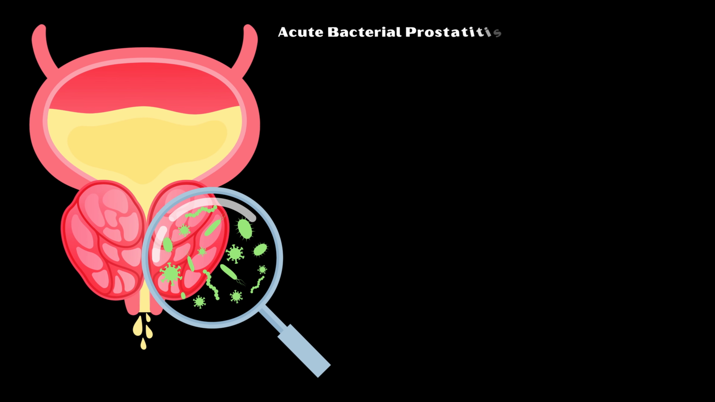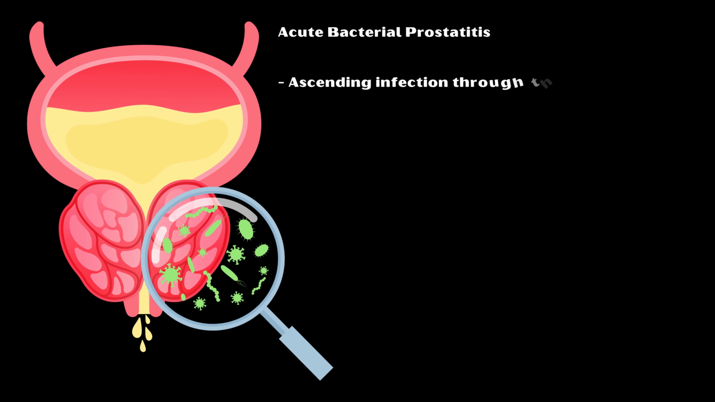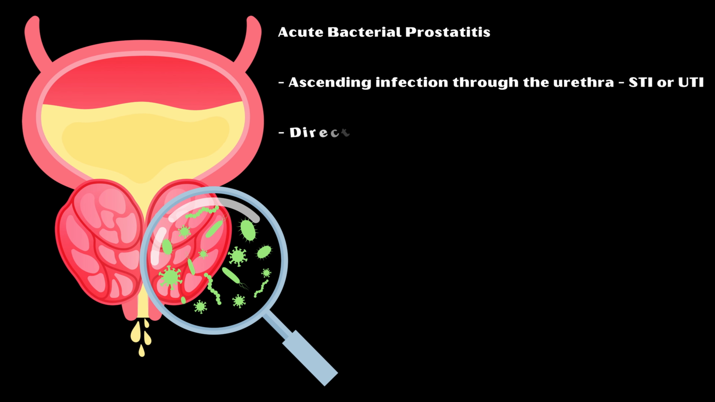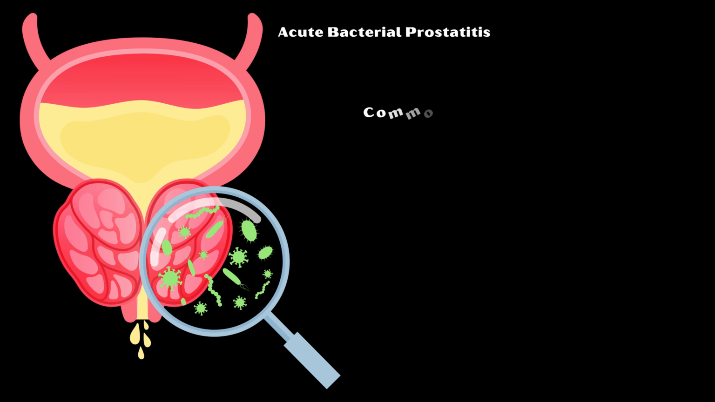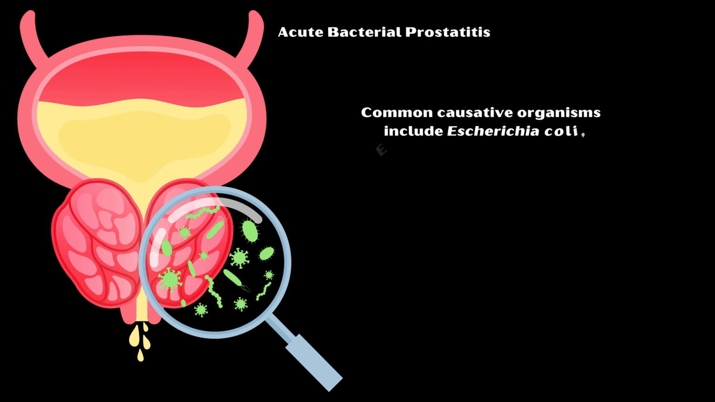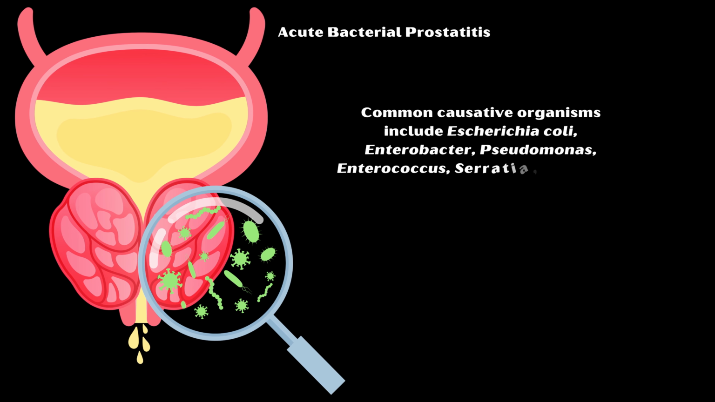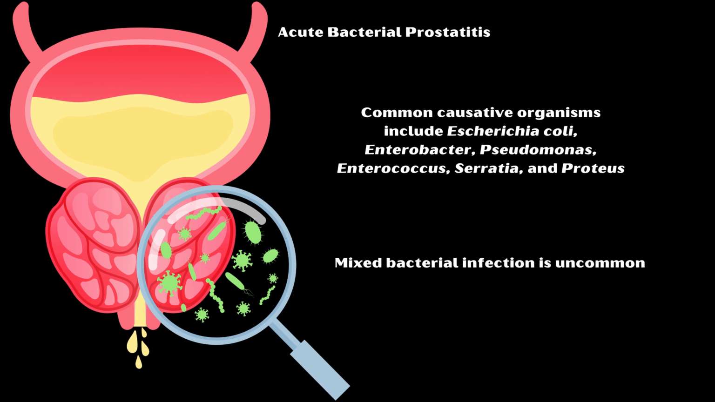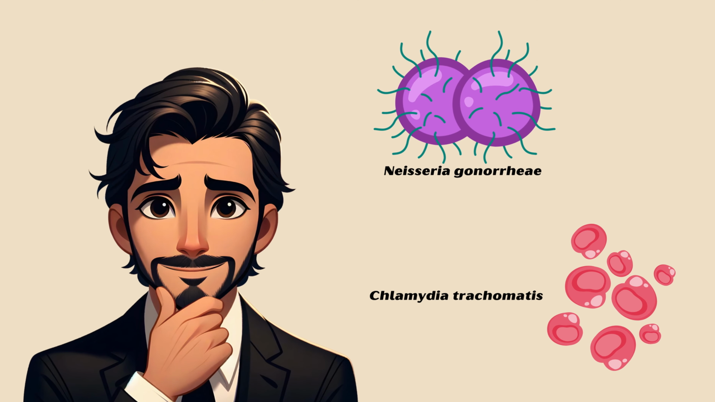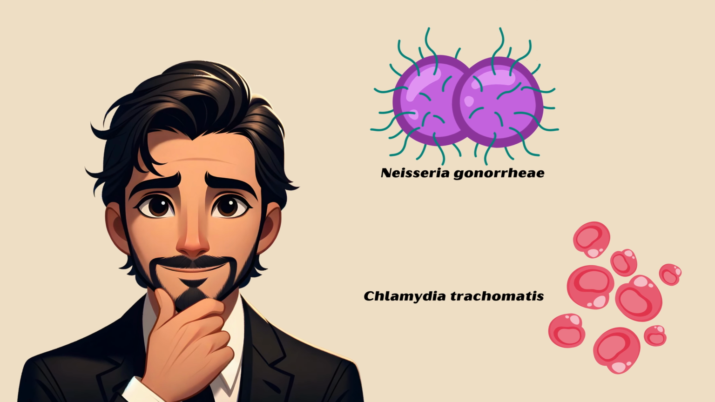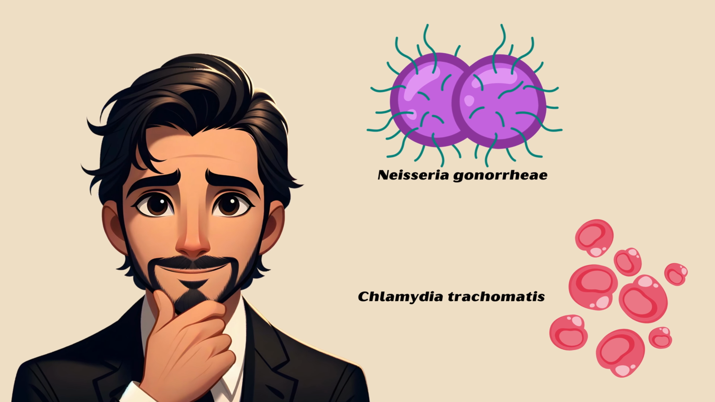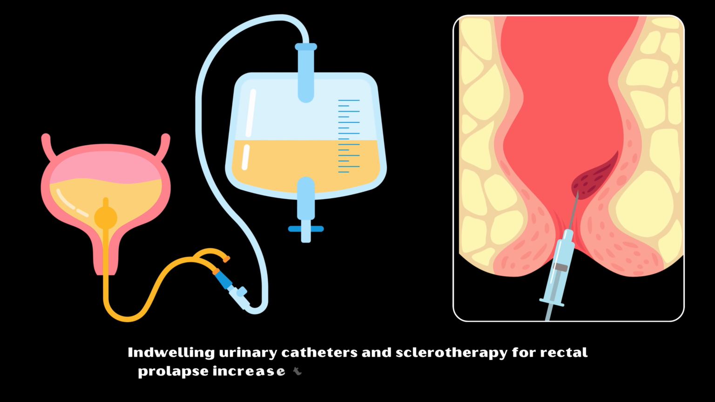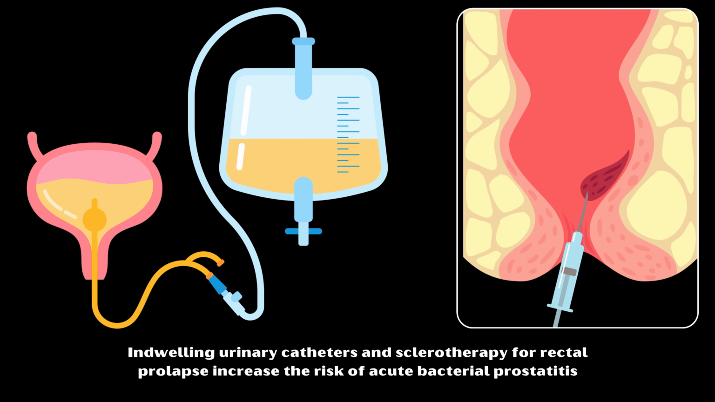Acute bacterial prostatitis can be caused by ascending infection through the urethra, which could be a sexually transmitted infection or a urinary tract infection, or through direct extension or lymphatic spread from the rectum. Common causative organisms include Escherichia coli, Enterobacter, Pseudomonas, Enterococcus, Serratia, and Proteus. Mixed bacterial infection is uncommon in acute bacterial prostatitis. In a sexually active male, especially when younger than 35 years, Neisseria gonorrhea and Chlamydia trachomatis should also be considered. Additionally, indwelling urinary catheters and sclerotherapy for rectal prolapse increase the risk of acute bacterial prostatitis.